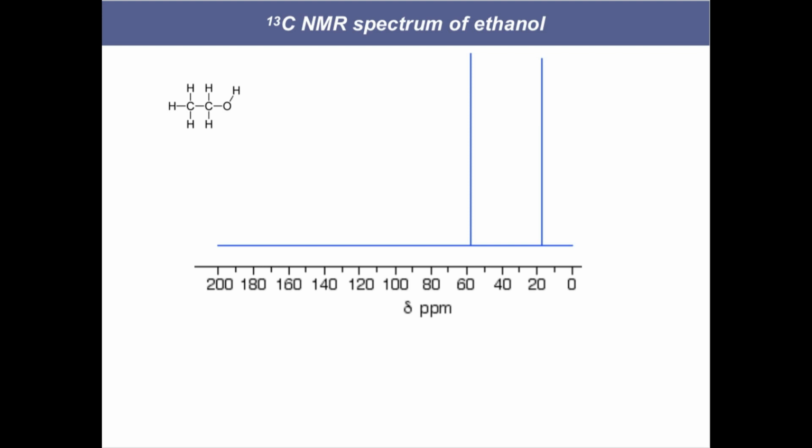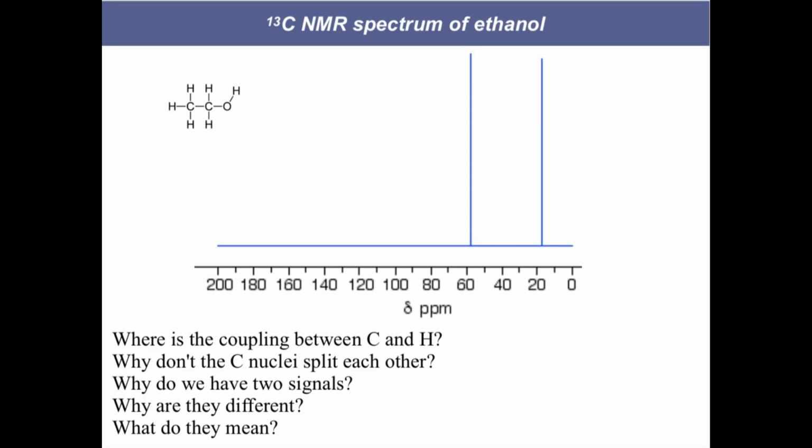Here's the carbon-13 spectrum of ethanol. Now, clearly this is not complex. What's going on here? Where is the coupling between carbon and hydrogen? We have 2 signals, so we're looking at 2 carbons. We have 2 signals, so that makes sense. But these carbons are neighbors, so we would think that they would split each other the same way that hydrogens would split each other, or that neighboring hydrogens would split each other. We know why we've got 2 signals, because we've got 2 different types of carbons. They're different because they're in different chemical environments. But what do these signals mean?